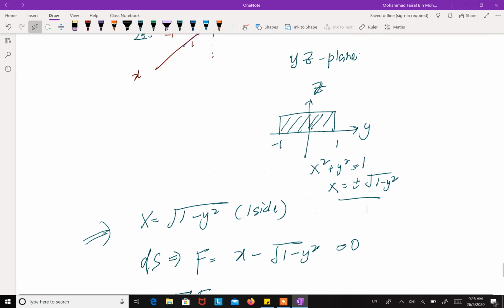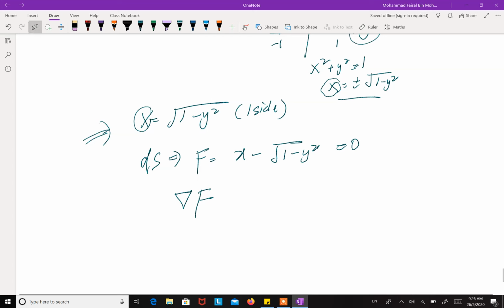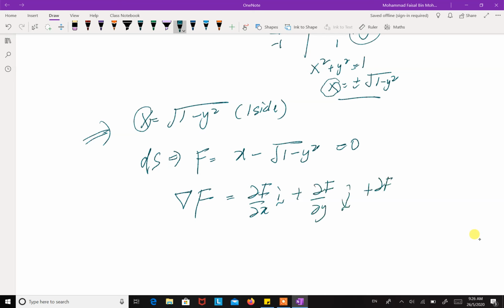So you may ask why I choose x equals something, because x is missing here. Then del f will be del f over del x i plus del f over del y j plus del f over del z k.